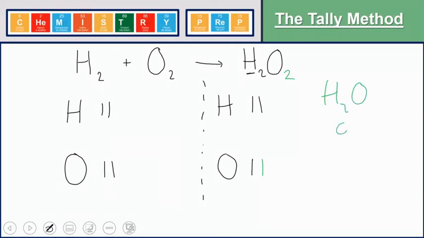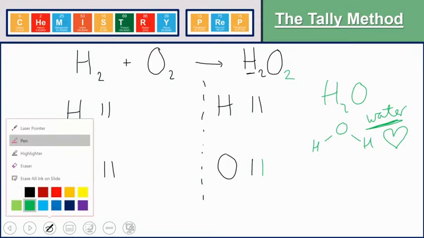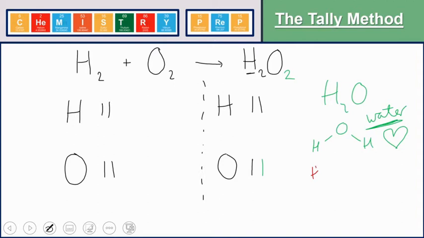H2O is 1 oxygen attached to 2 hydrogens, and that is water. Water that we know and love and we need for the environment and for ourselves, for processes to work. We like that. That is lovely. H2O2 is kind of like this, that's an O there, and that is called hydrogen peroxide, which is also known as bleach.